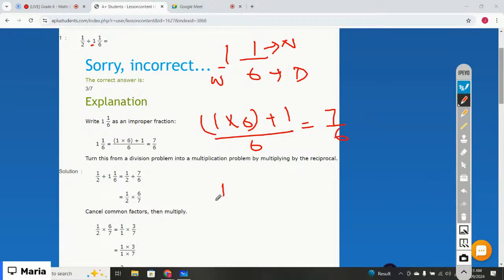Now you have to do 1 by 2. Now you have to simply do it like you divide two fractions. So that is 1 over 2 multiply by 6 over 7. So 2 times 1 is 2, 2 times 3 is 6, that is 3 over 7. Got it?